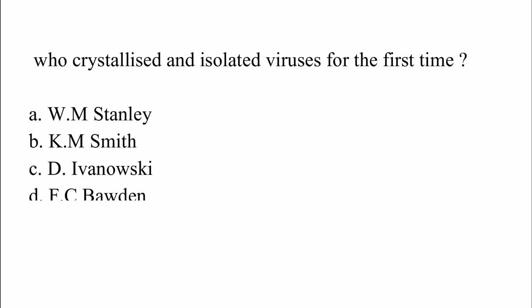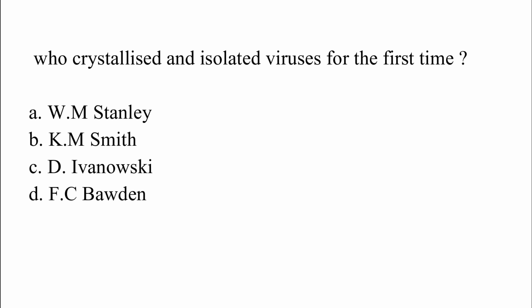Who crystallized and isolated virus for the first time? Option A, W. M. Stanley. Option B, K. M. Smith. Option C, D. Ivanovsky. Option D, F. C. Bowden. The correct answer is option A, which is W. M. Stanley.